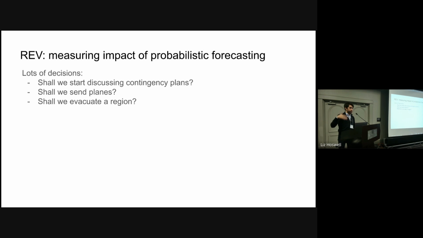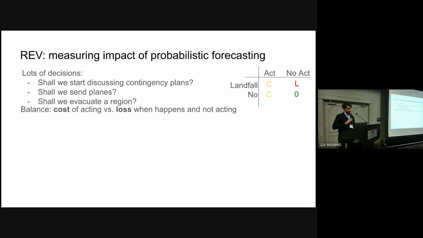But of course, if you want to evacuate a region, this is even more expensive. So you want to be very, very certain about what you're doing before making a decision. So essentially, all this comes down to the cost of acting and the loss when you actually don't act and the cyclone eventually happens. So you have this cost matrix of acting, not acting, and then landfall or no landfall, where you incur a cost if you act no matter if the cyclone happens, and then you get penalized if you don't act and the cyclone actually happens.